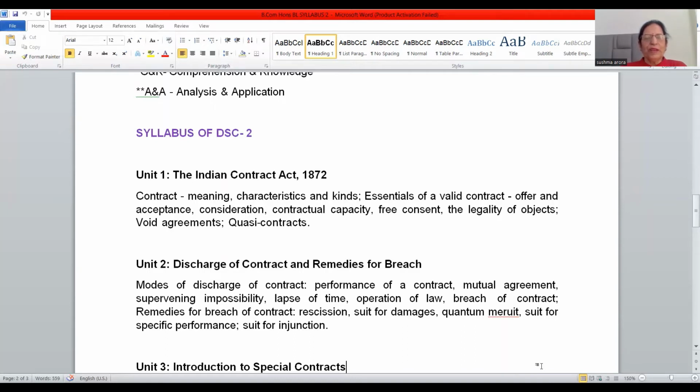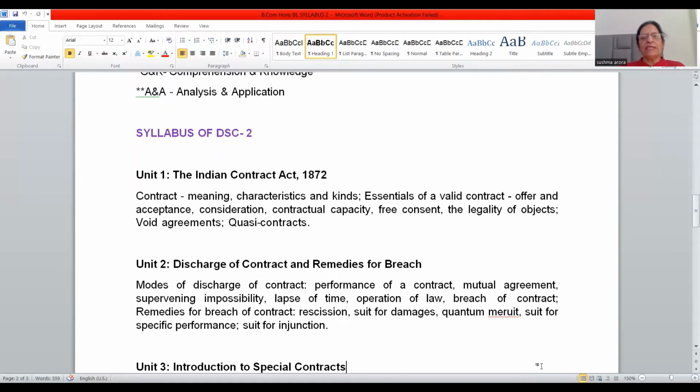So meaning of contract. What are the different kinds of contract? How is the term contract different from agreement? Which term is wider term? What are the essentials of valid contract? Okay, what is offer? What is acceptance?